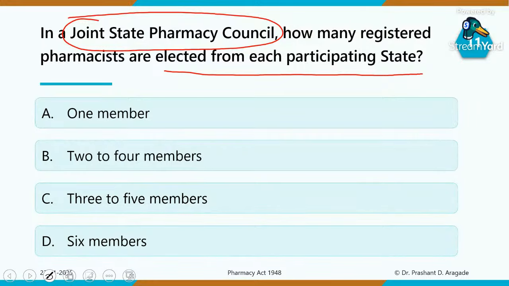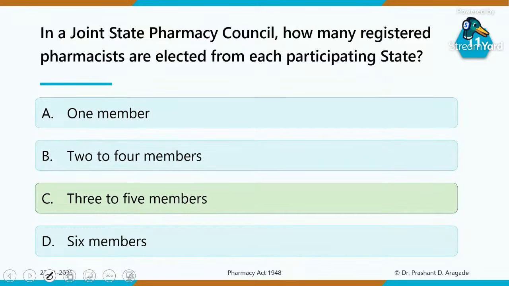Whether 1 member, 2 or 4 members, 3 to 5 members, or 6 members. So correct option is option C. Yes, you write it out point-wise.